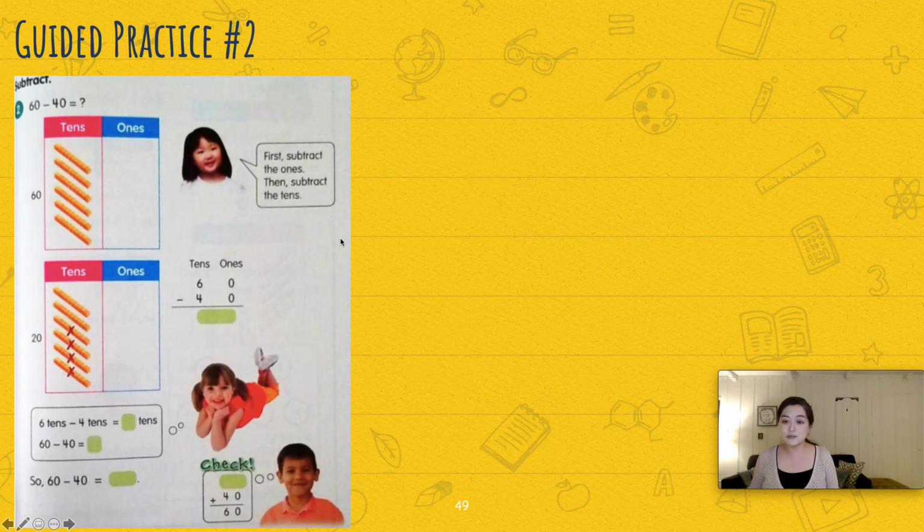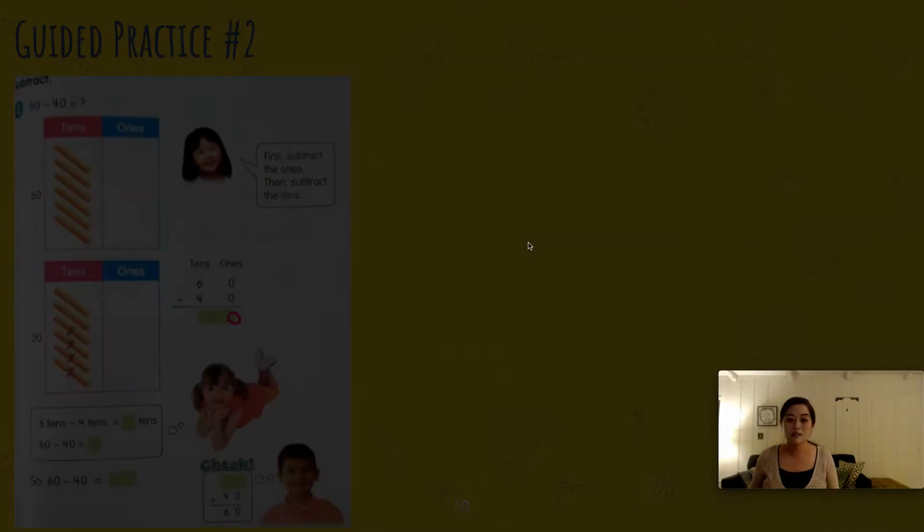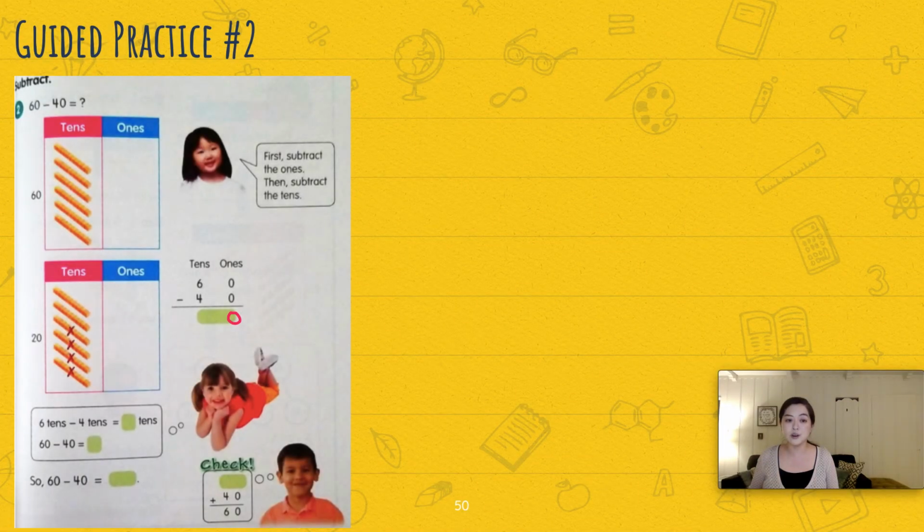I like the student because she's helping us remember to first subtract the ones, then subtract the tens. Let's take a look and do it over here. 0 take away 0 is 0. That was subtracting the ones. Now let's subtract the tens. 6 tens take away 4 tens is how many tens? Oh, it's 2 tens. So 60 take away 40 is 20.